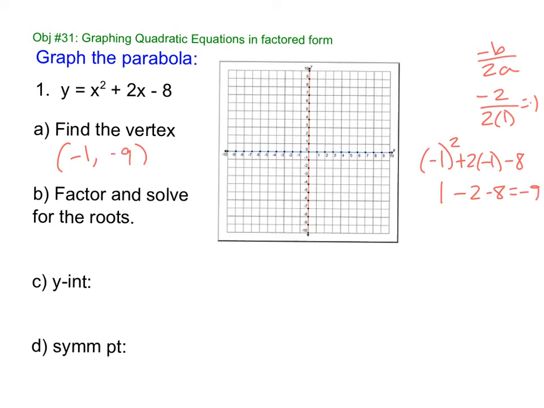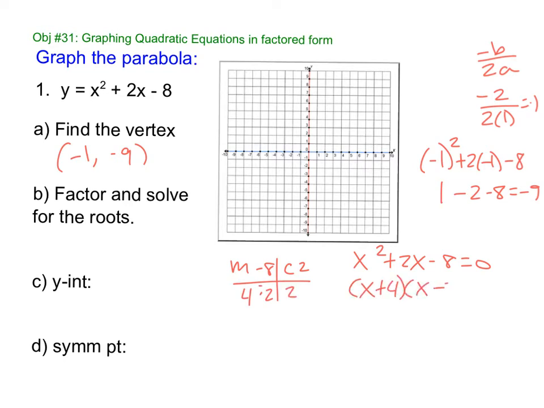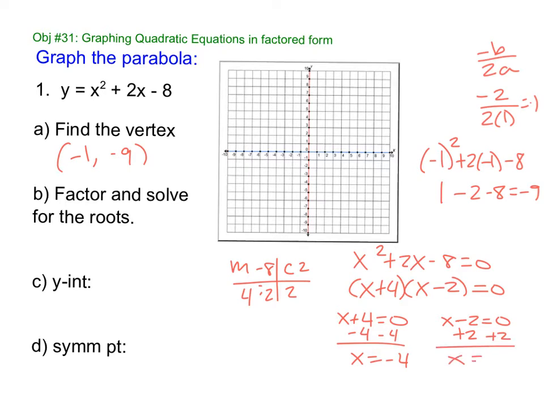And then factor and solve. So this is an MC chart, right? x squared plus 2x minus 8 equals 0. What multiplies to negative 8 and combines to 2? Just 4 and 2. So x plus 4, x minus 2 equals 0. Then to solve, we set each of those equal to 0. x is negative 4. x is 2. So those are our roots: negative 4, 0, and 2, 0.